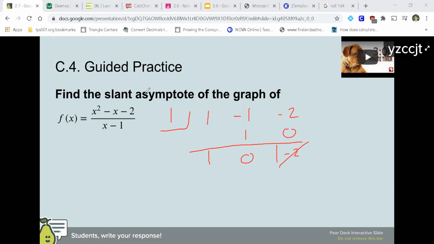Dividing gives y equals x, or if you want to think of it as y equals 1x plus 0, therefore y equals x. That's the slant asymptote. So you only have 2 homework assignments a week.